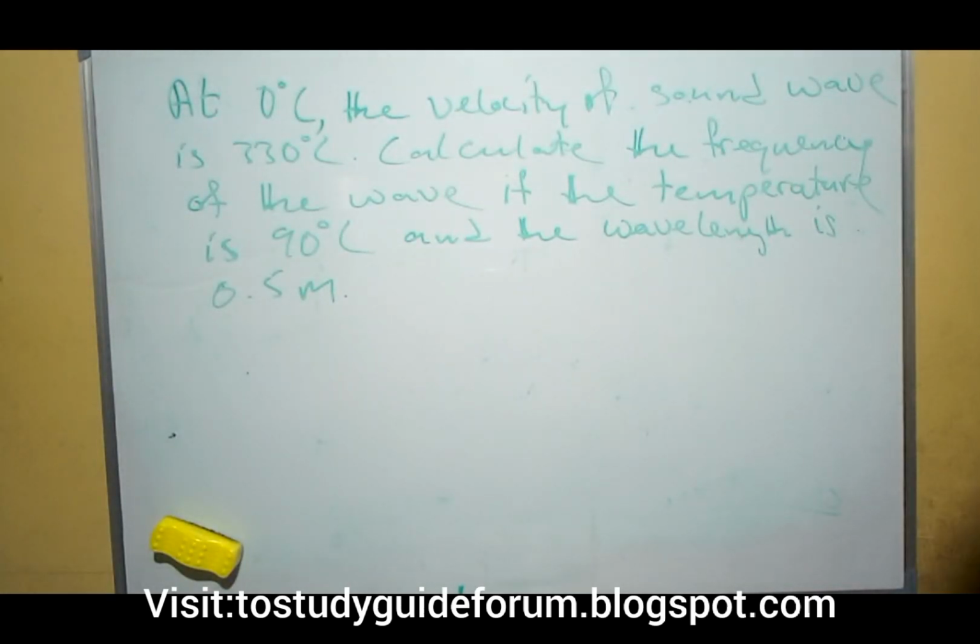The question we have here today says at 0 degrees Celsius, the velocity of sound wave is 330 meters per second. Calculate the frequency of the wave if the temperature is 90 degrees Celsius and the wavelength is 0.5 meter. So in this case, let's see how we're going to solve it.